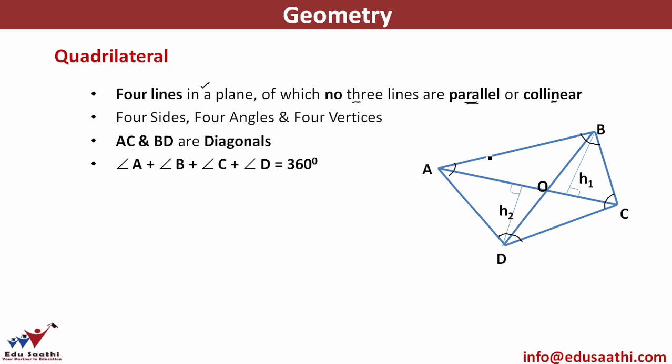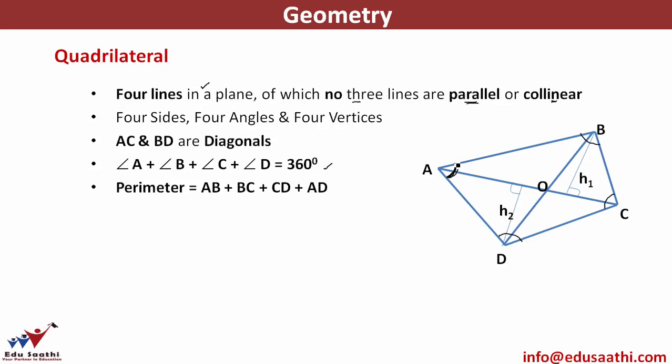The property of a quadrilateral is that the sum of all the interior angles of a quadrilateral adds up to 360 degrees. So angle A plus angle B plus C plus D would add up to 360 degrees. Unlike the case of a triangle where the sum of all the angles is 180, in case of a quadrilateral, which is a four-sided figure, the sum of all the interior angles adds up to 360 degrees.